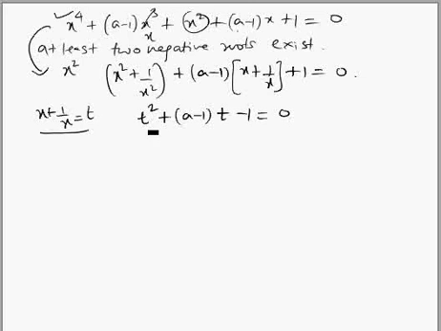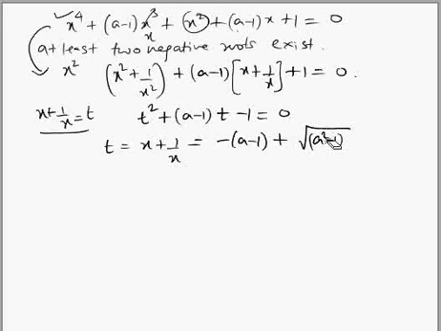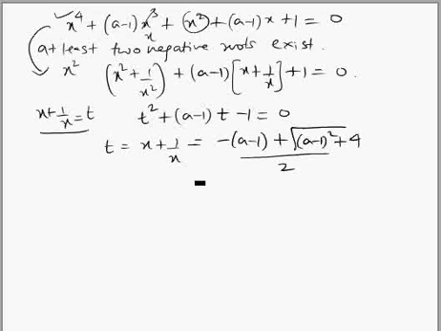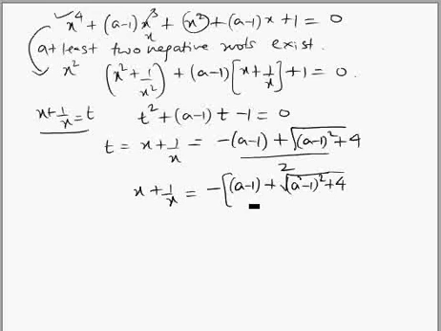If we solve this quadratic equation, the roots t, which is the same as x plus 1 by x, equal minus (a minus 1) plus root of (a minus 1) whole square plus 4, divided by 2. And the second case is x plus 1 by x equals minus (a minus 1) minus root of (a minus 1) whole square plus 4, divided by 2.